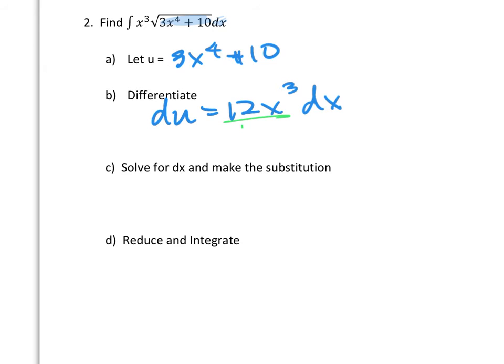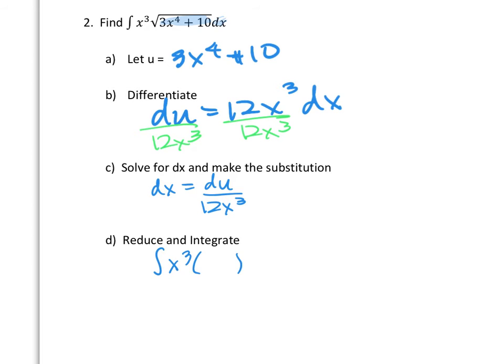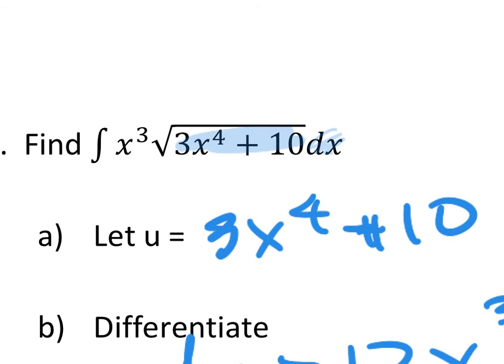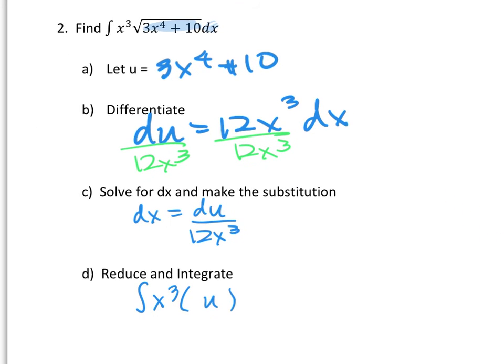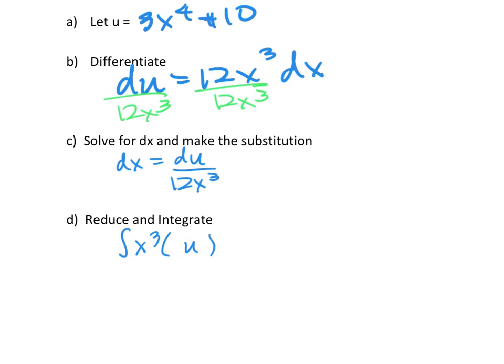And again, you guys, algebra 1, that all is being multiplied. We have to divide. So we end up with our d of x equaling that du over 12x cubed. So now we are going to do our u substitution. We still have the x cubed. We're going to have that u representing that expression, but the thing you have to remember, this is an x squared. So the way we write that is 1/2. And our dx is du over 12x to the 3rd power.